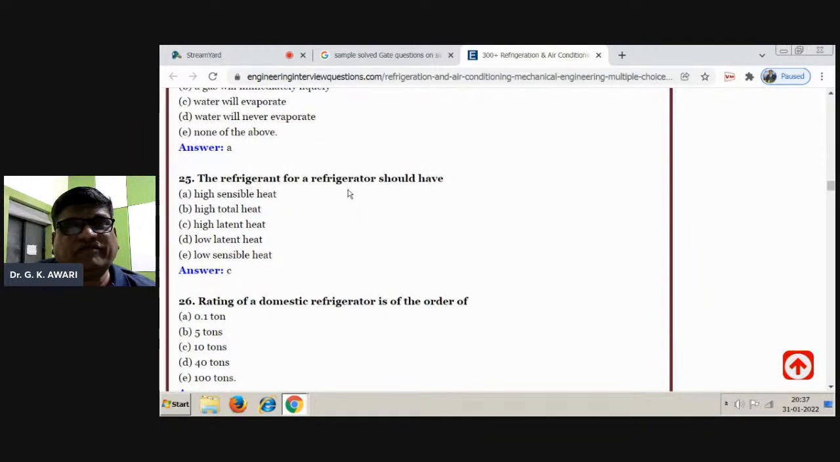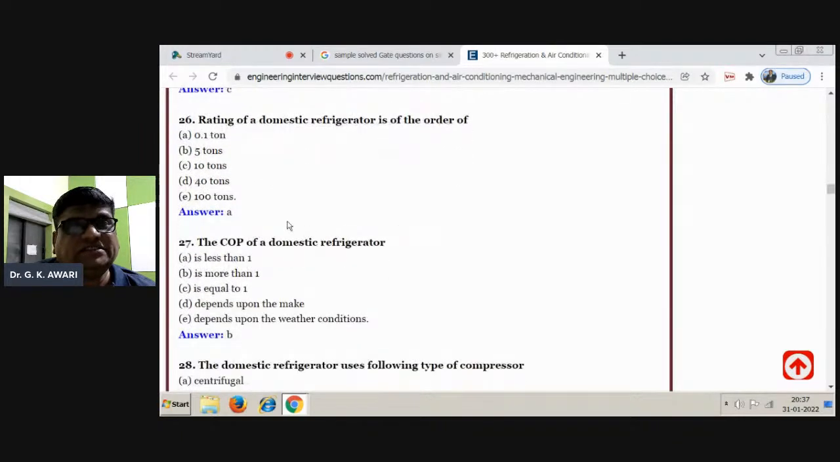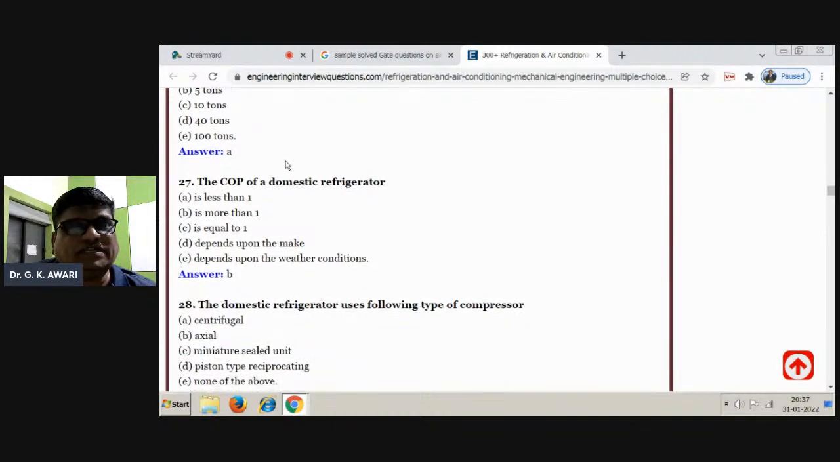The refrigerant for a refrigerator should have high latent heat. Now, the rating of a domestic refrigerator is of the order of 0.1 ton, 5 tons, 10 tons, 40 tons, 100 tons. So normally 5 tons, 10 tons, 40 tons, and 100 tons, these kinds of systems are not used in the domestic refrigerator. They are used in industrial refrigeration processes. So the closest answer is 0.1 ton.